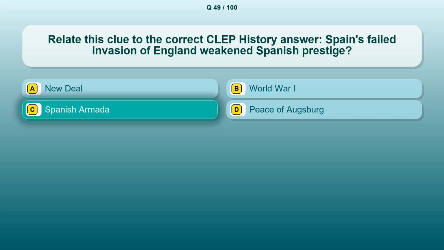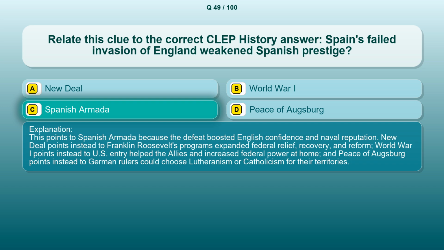The correct answer is option C, Spanish Armada. This points to Spanish Armada because the defeat boosted English confidence and naval reputation. New Deal points instead to Franklin Roosevelt's programs expanded federal relief, recovery, and reform. World War I points instead to U.S. entry helped the Allies and increased federal power at home, and Peace of Augsburg points instead to German rulers could choose Lutheranism or Catholicism for their territories.